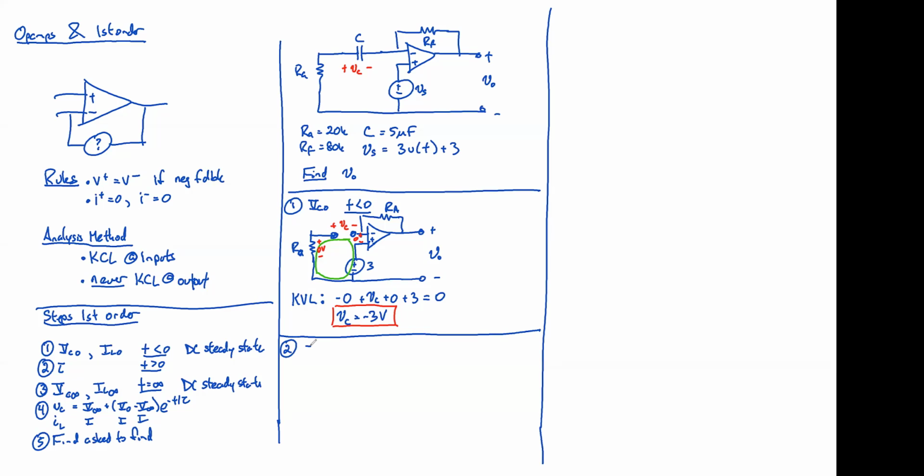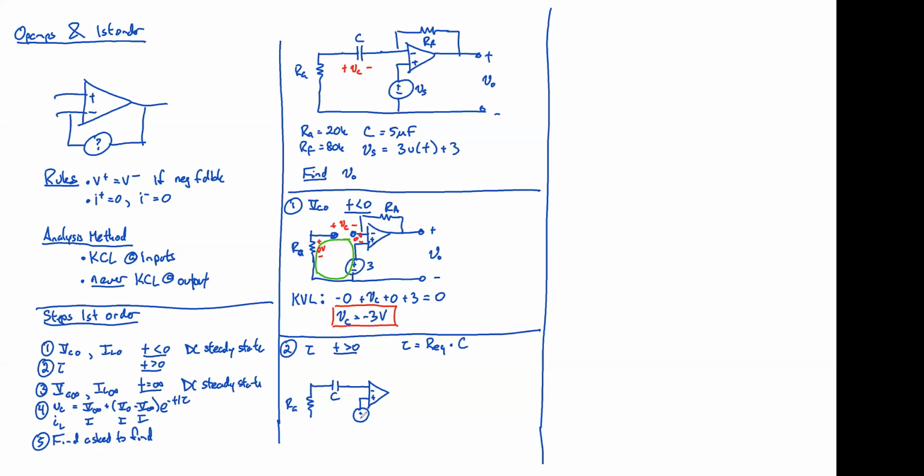So in order to find tau, we need to draw it at time greater than 0. And remember, the real challenge with finding tau is finding REQ. What resistance does that capacitor see? And it's not really obvious, is it, when you look at how op-amps work. For time greater than 0, we're not in DC steady state, so we cannot replace the op-amp with an open.